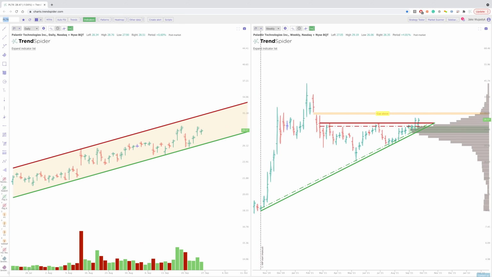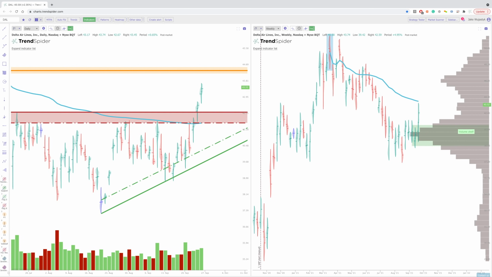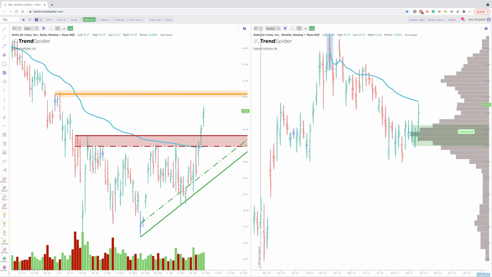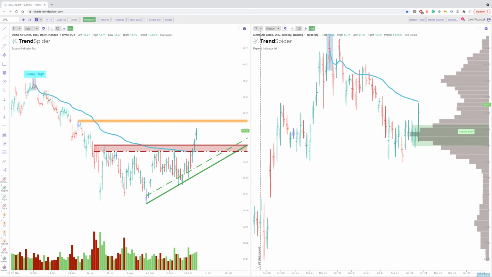Last one that we'll go over is Delta. This is one that I went over a couple weeks ago, and we finally got the breakout. And so if you guys remember, this is how I was drawing these zones before.